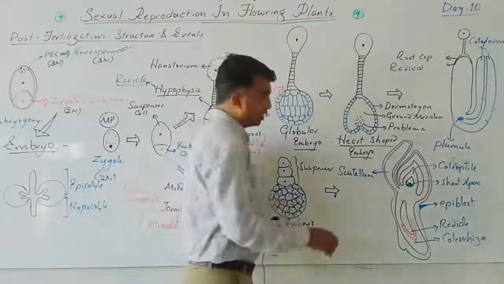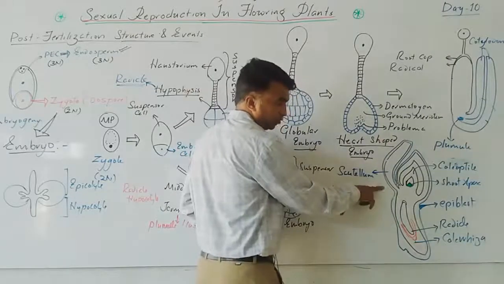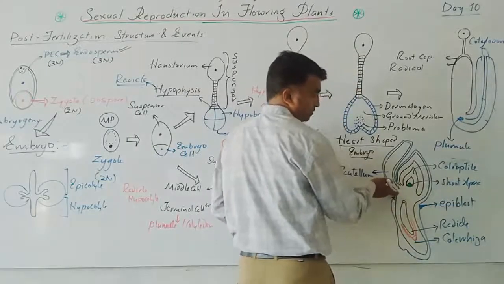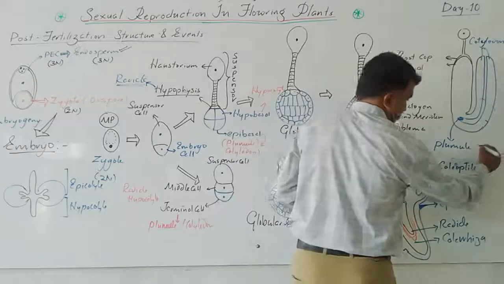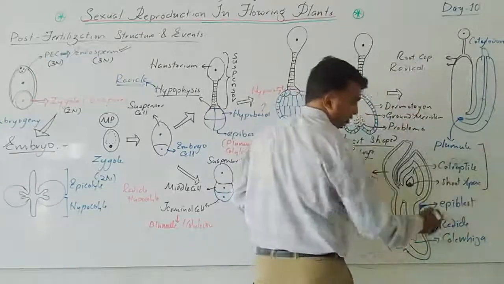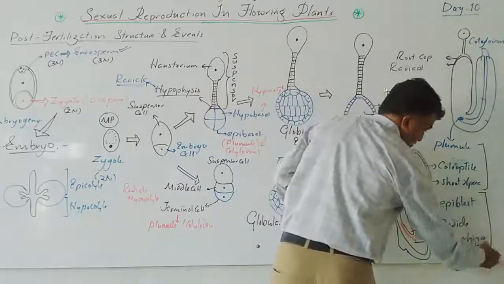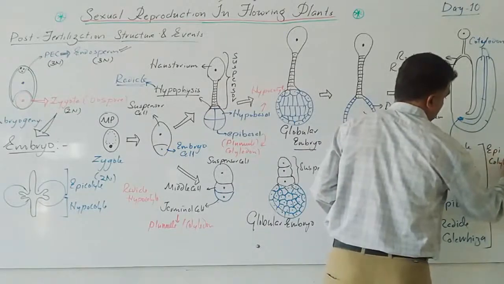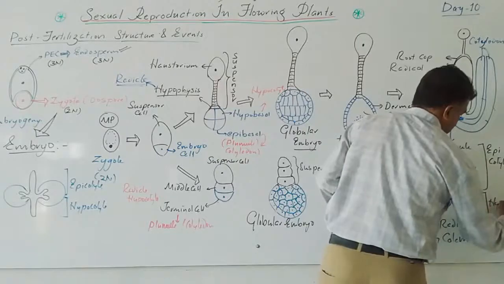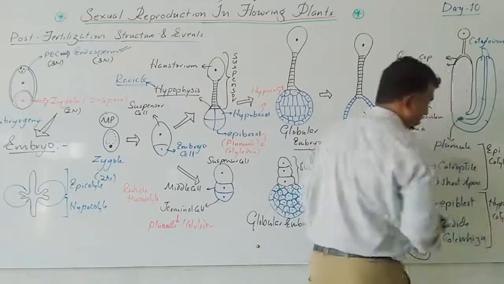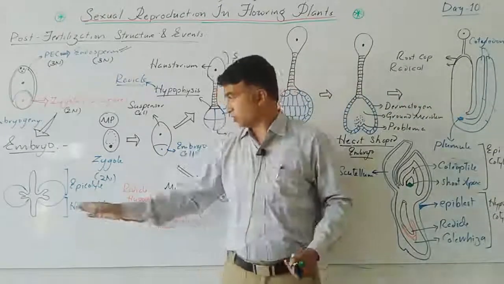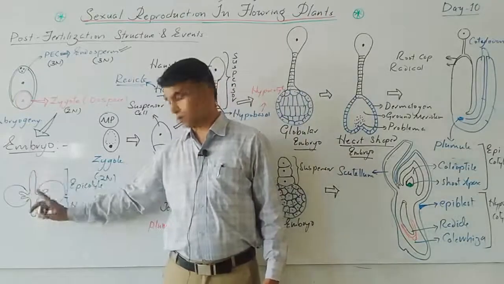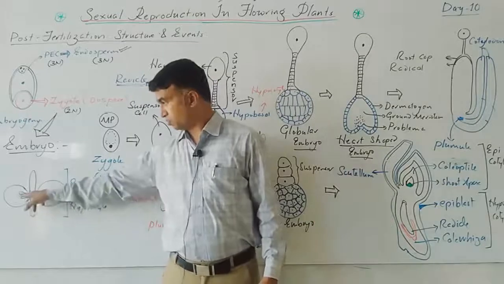Now this is the point of attachment of the cotyledon. The region of the embryo above the point of attachment of the cotyledon is called the epicotyl, and the region below is called the hypocotyl. So in a typical embryo, this is the embryonal axis, this is the plumule, this is the radicle. These are the two cotyledons. This is the point of attachment.